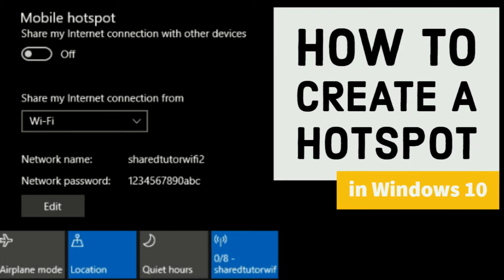How to create a hotspot in Windows 10. In Windows 10, you can broadcast your Wi-Fi, Ethernet, or cellular data connection as a Wi-Fi hotspot. This allows other devices to connect to it. This can be done through the Settings app. In this video I will show you how to create a hotspot in a Windows 10 device.